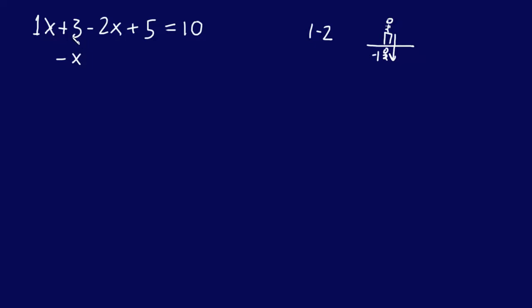So then we also combine our like terms on the left side of the equal sign, which is 3 and 5, and that's just 8. So we say plus 8. And then that's equal to 10. And again, what's the goal of this math sentence? To get the variable by itself.